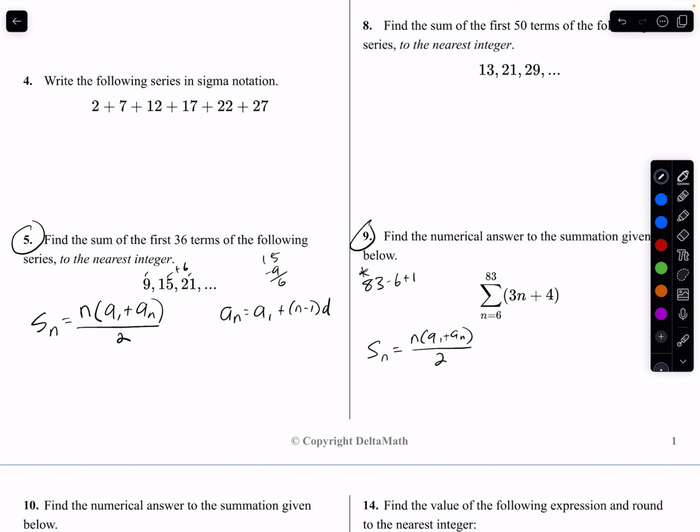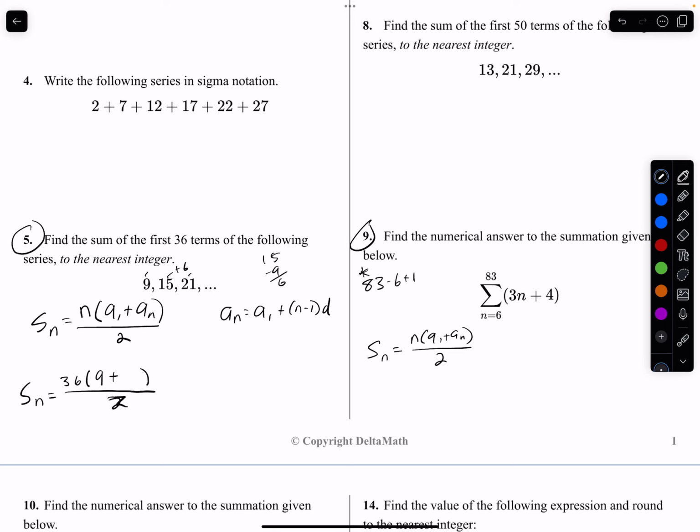I also have the first term. So let's look at our formula. This is the sum formula. This is going to show us how to add them all up. Our number is 36. We know our first term is 9. What we don't know is the 36th term, and we're dividing by 2.